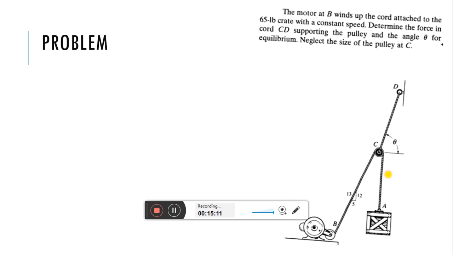How can we know this is an equilibrium problem? Because the motor is winding up the cord, which is having some load at the other end, at constant speed. So we know that constant speed means zero acceleration. That means no net force is there. That means that is an equilibrium case.